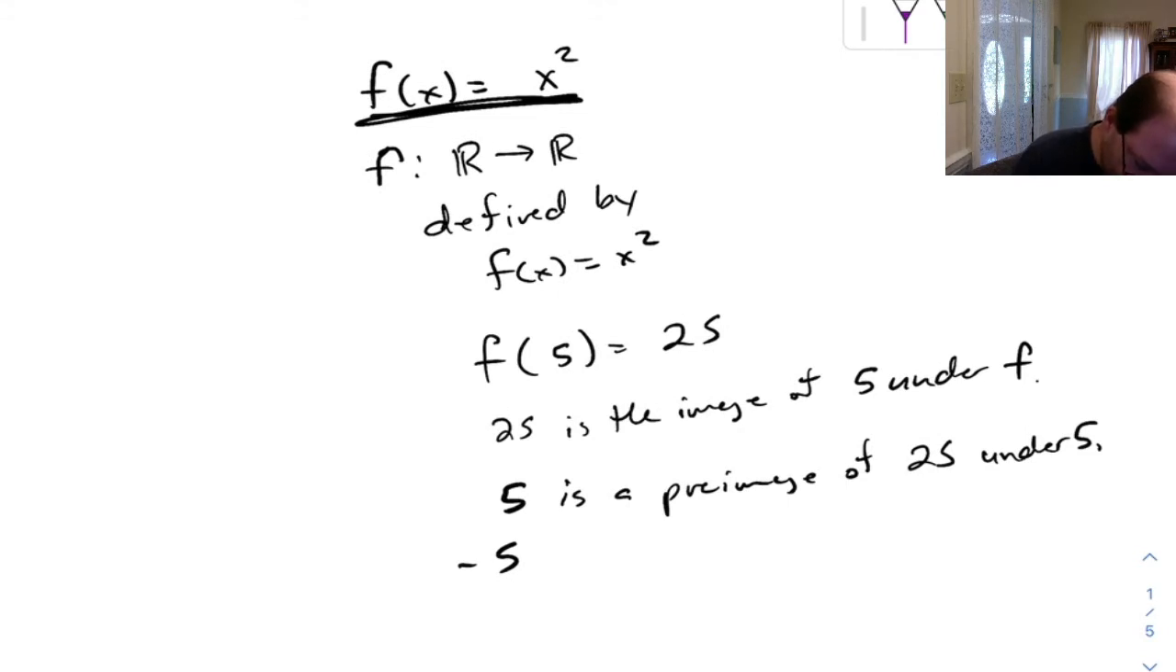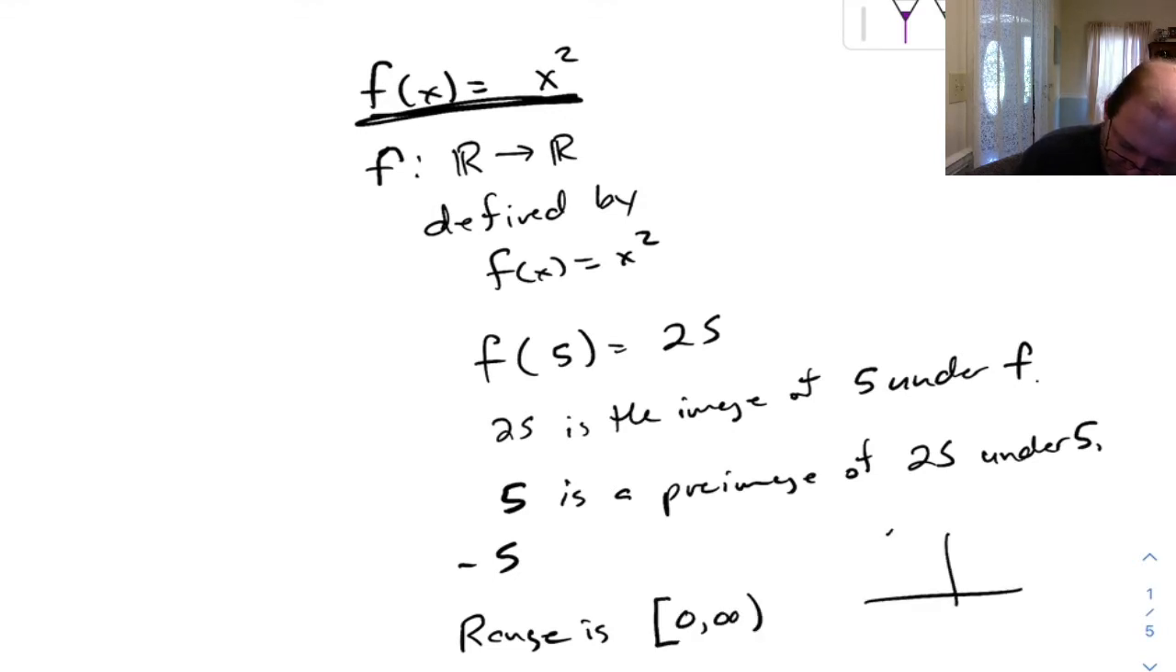So notice the reals, the set of all real numbers, is both the domain and the codomain. The range of this is going to be the non-negative reals. You can think of that if you graph it: it's a parabola that goes up forever on both sides. So the range is going to be all the non-negative numbers, but the codomain is still just R.